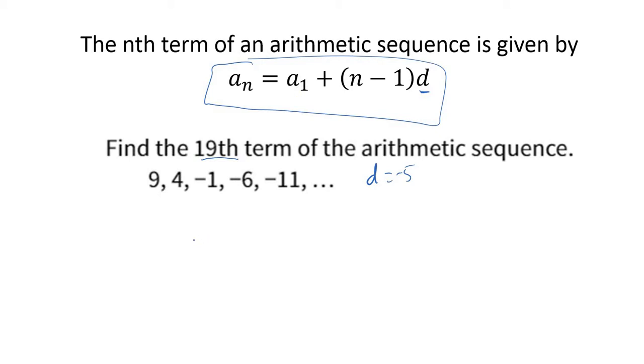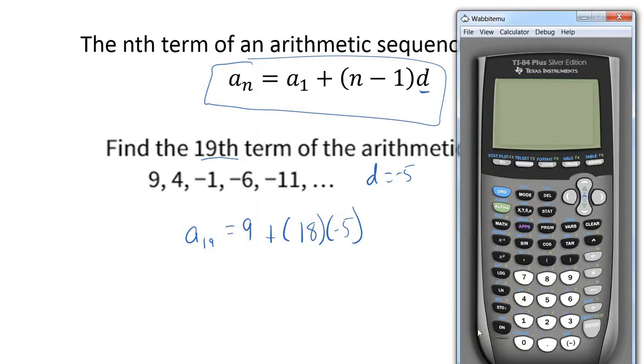Well, we know the first term. So the 19th term would be the first term, which is 9, plus n minus 1. Well, that would just be 18, right? n would be 19 for the 19th term, times my common difference. So 9 plus 18 times negative 5. Now you could just do that in your calculator quick. Let me put a calculator on the screen. So 9 plus 18 times negative 5. Hey, we get negative 81.